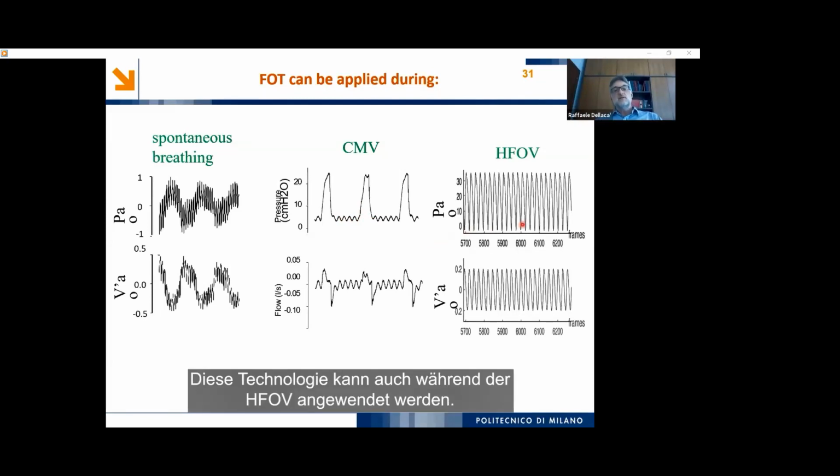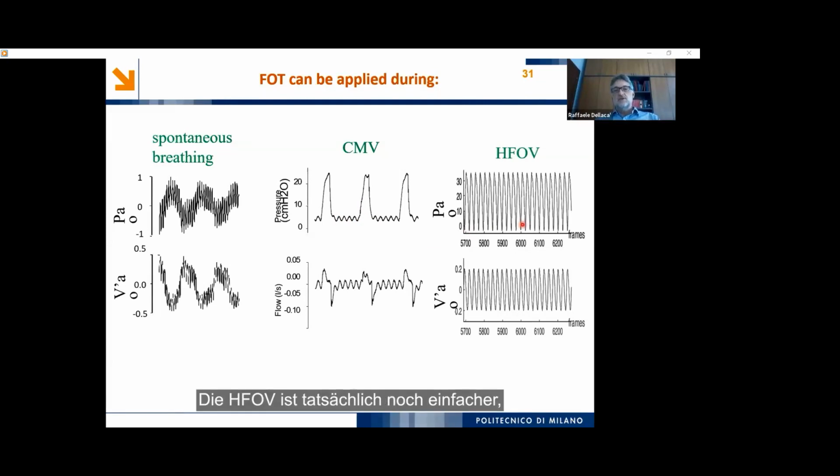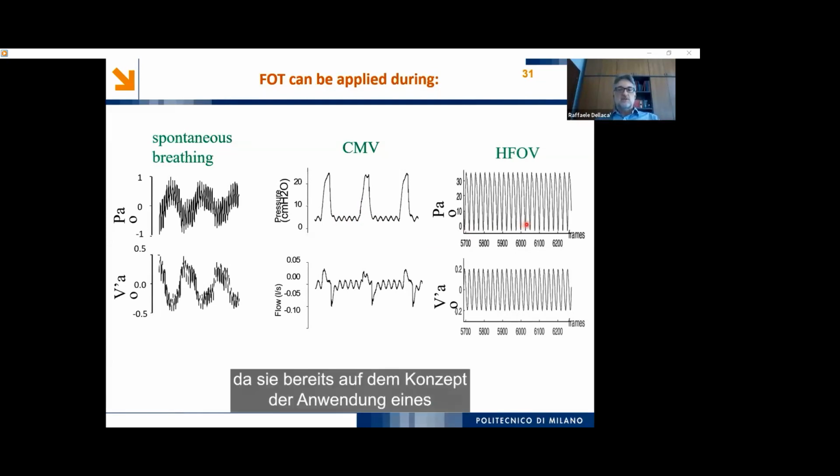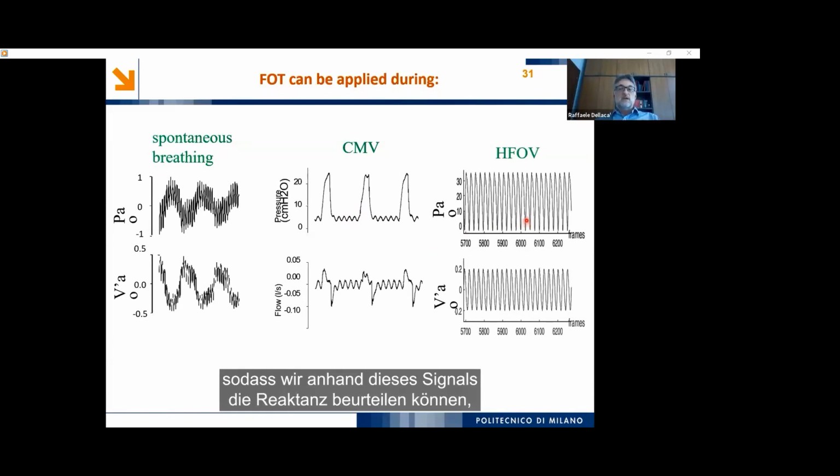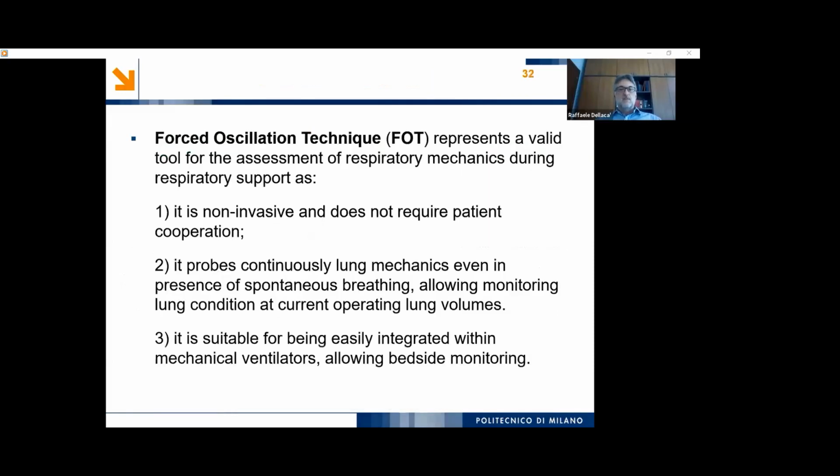The same technology can also be applied during HFO, and actually HFO is even easier because HFO is already based on the concept of applying high frequency oscillatory pressures. So we can take advantage of this signal to estimate the reactance without changing the ventilation waveform.